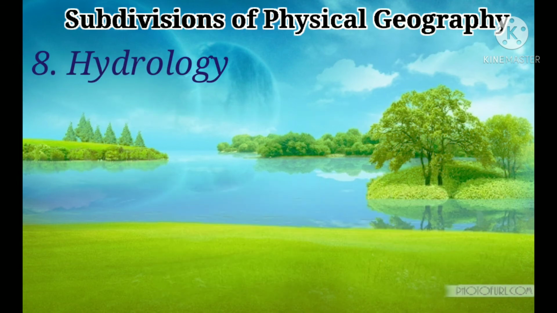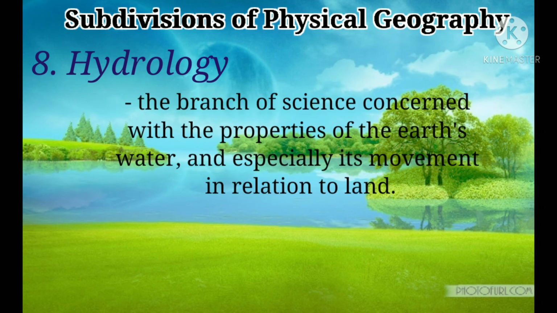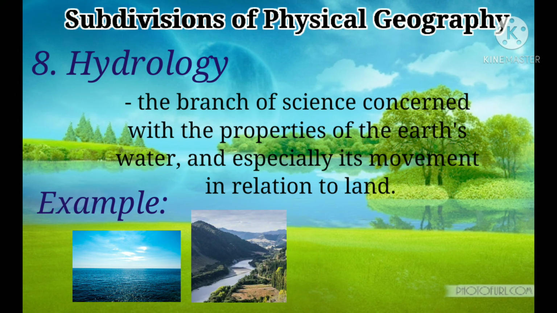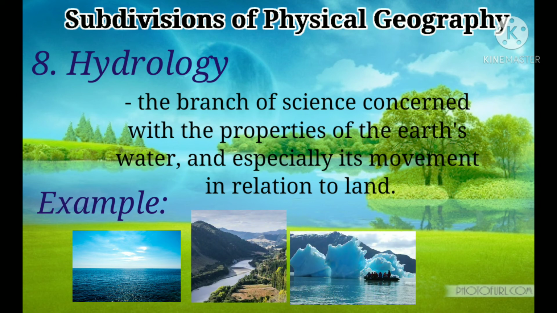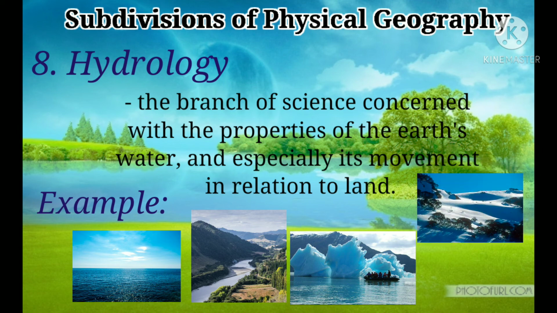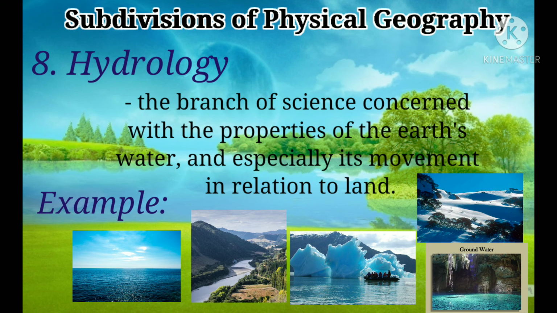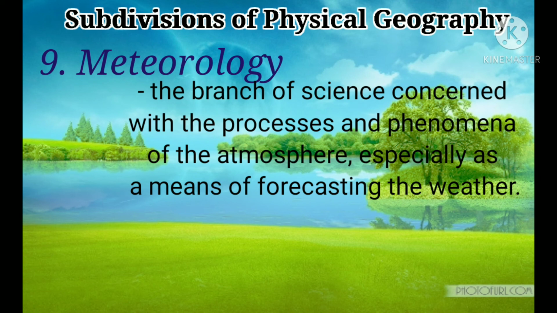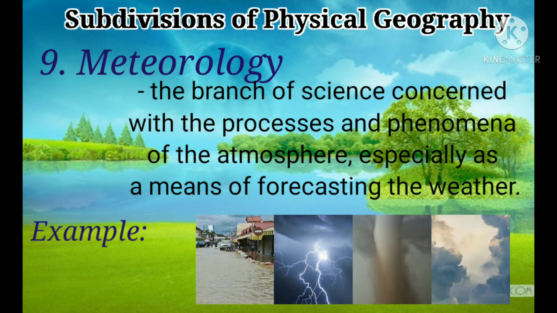Number 8 is hydrology. Hydrology is a branch of science concerned with the properties of the Earth's water and especially its movement in relation to land. Here are the examples: oceans, rivers, glaciers, snowfields, and groundwater. And the last is meteorology. It is the branch of science concerned with the processes and phenomena of the atmosphere, especially as the means of forecasting the weather. Here are the examples.